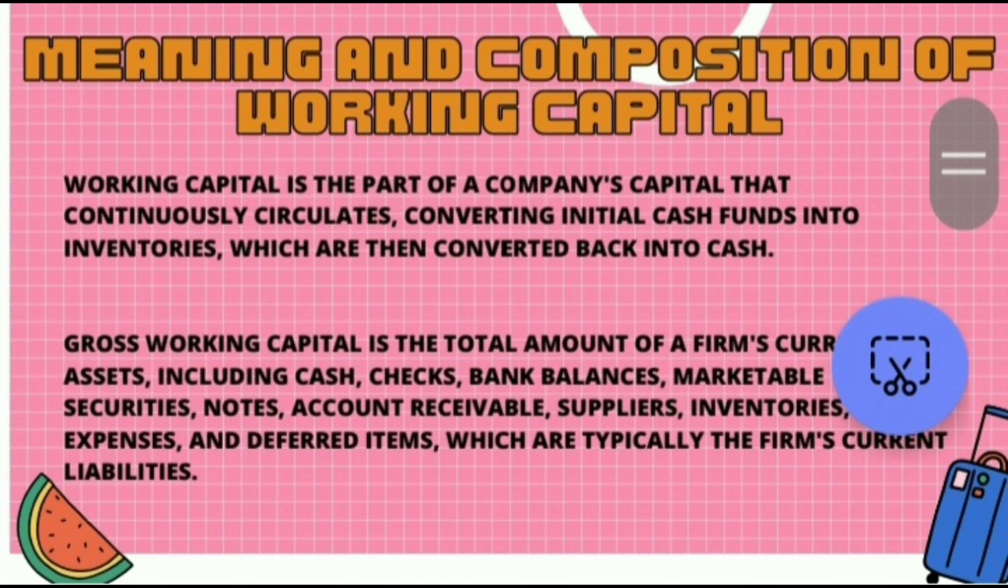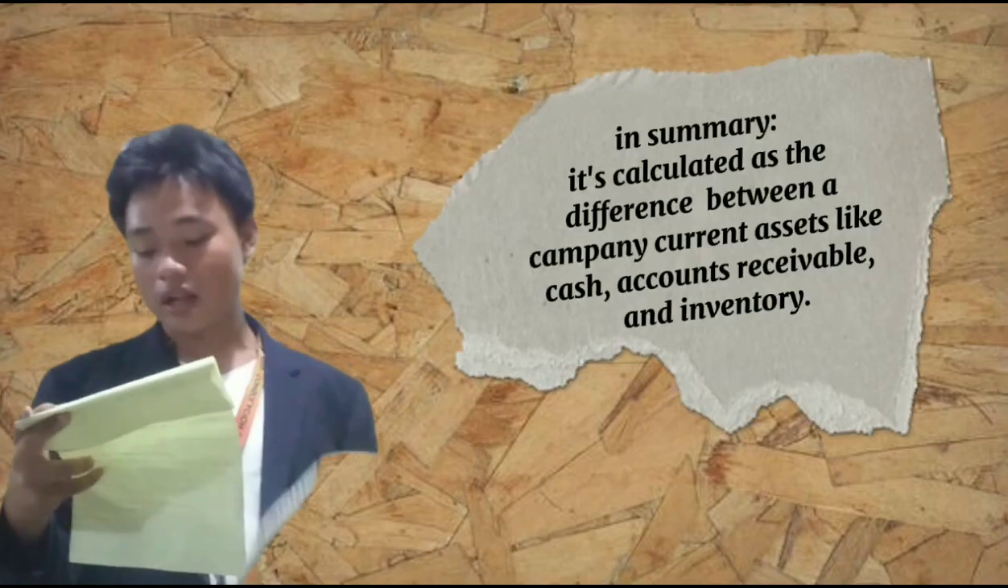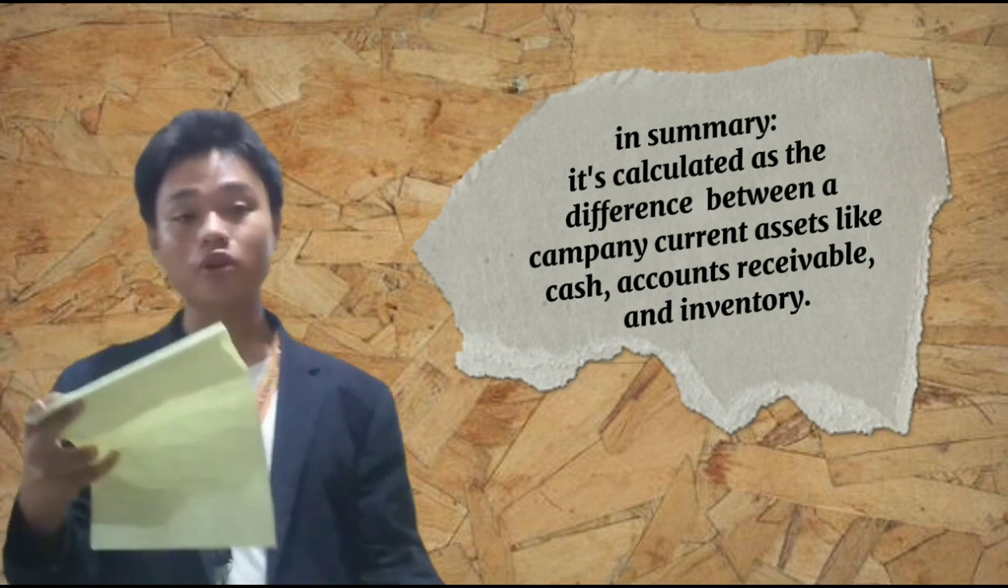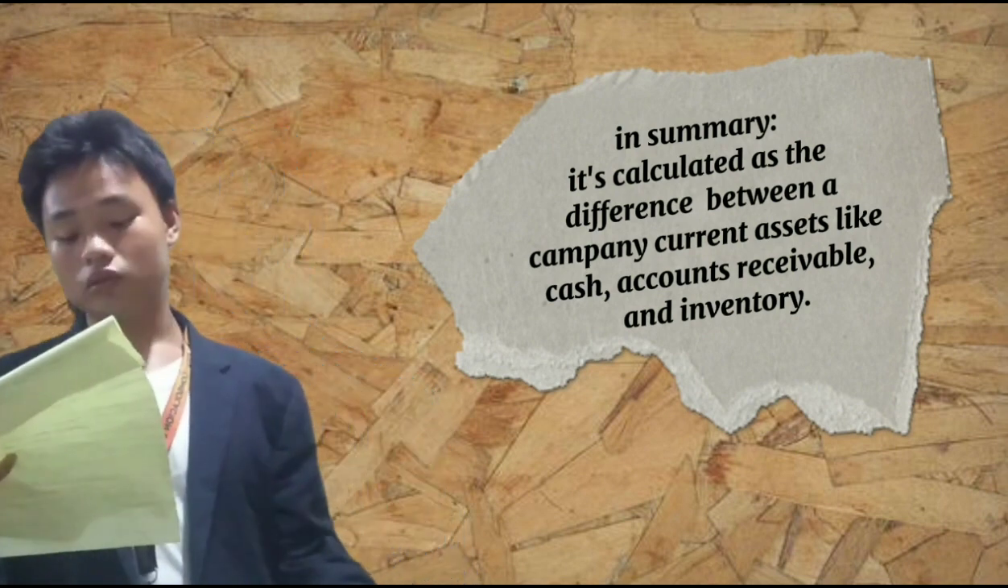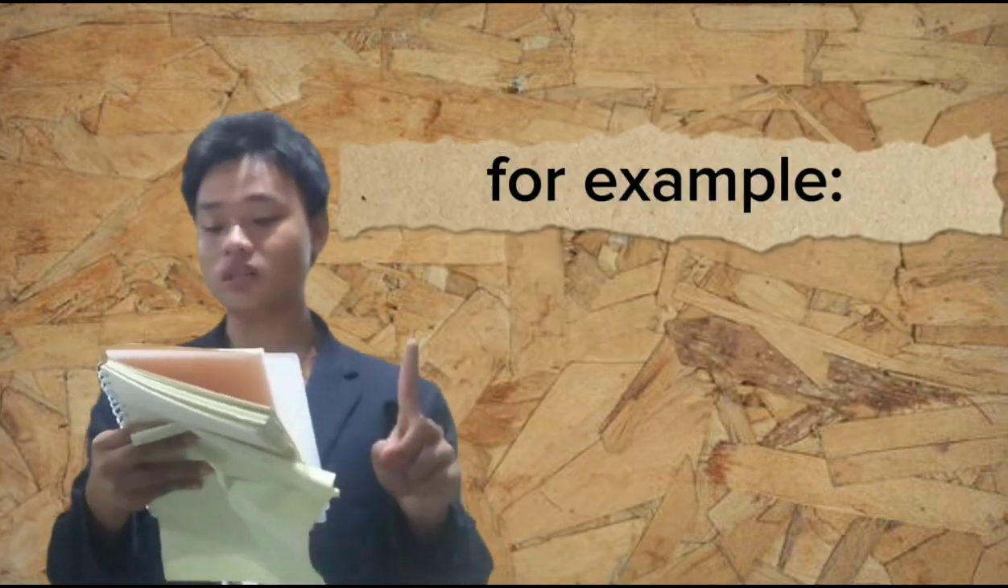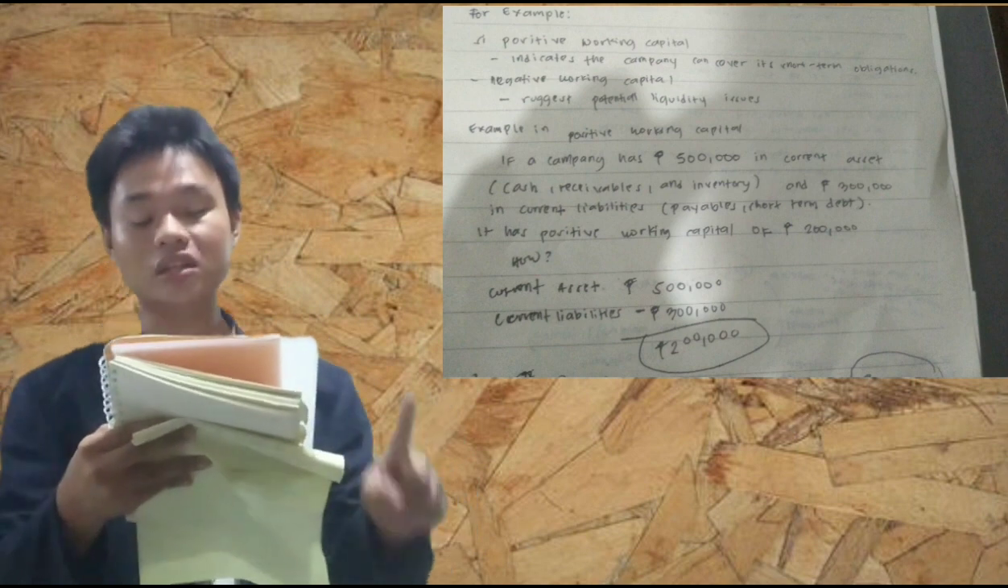Working capital is the part of a company's capital that continuously circulates, converting initial cash funds into inventories, which are then converted back into cash. Gross working capital is the total amount of a firm's current assets, including cash, checks, bank balance, marketable securities, notes, accounts receivable, supplier advances, inventories, and prepaid expenses and deferred items, which are typically offset by the firm's current liabilities. Net working capital is calculated as the difference between a company's current assets, like cash, accounts receivable, and inventory, and its current liabilities. For example, there are two kinds: positive working capital and negative working capital.